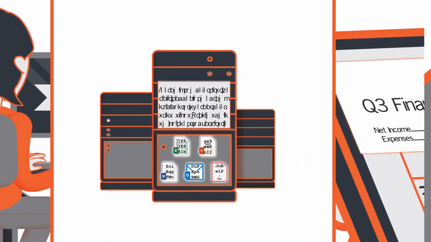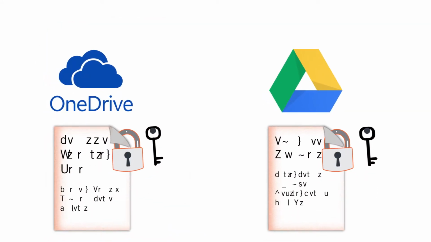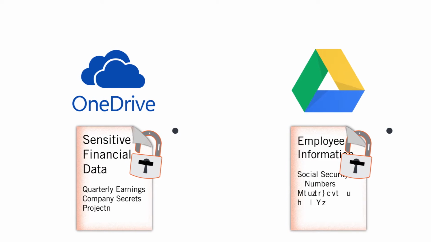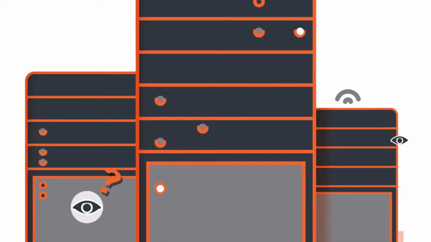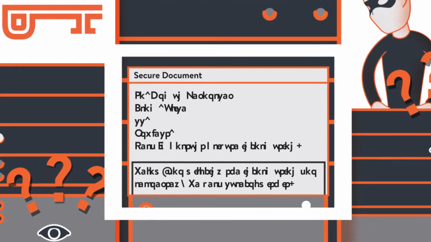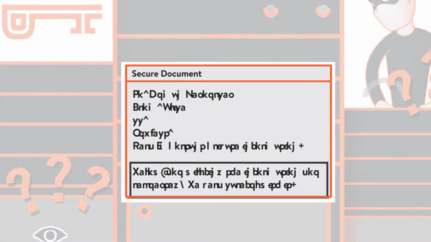Other cloud services like OneDrive and Google use an outdated security approach that gives them and hackers access to your data. With PreVeil's end-to-end encryption, no one, not hackers, third parties, nor PreVeil, can read your files.